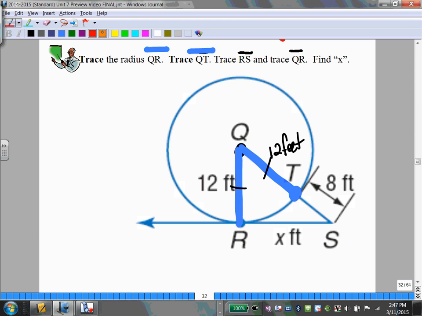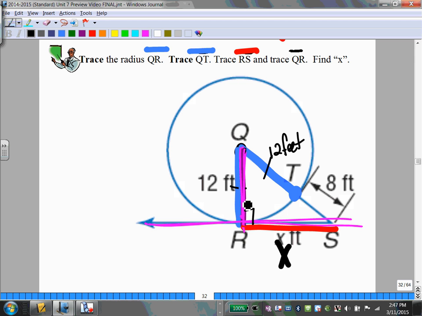It says trace RS, and trace QR again. Our goal is to find x, which is right here. It doesn't look like you can do anything with this unless you have a right triangle, which, sing with me: if tangent to a radius, right angle at the edge.